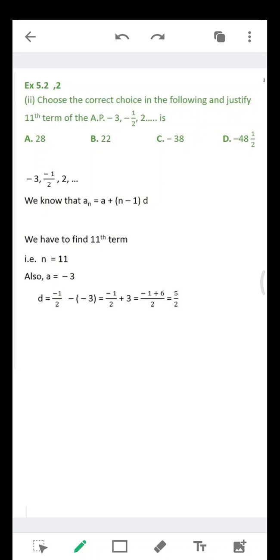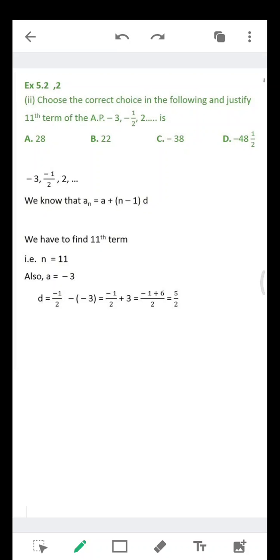a is nothing but the first term in the series. Okay, the first term of the series is a, that is minus 3, and d is the common difference, that is a2 minus a1. Always remember, to find d we should do succeeding term minus the preceding. You can do second minus first, or you can do third minus second. Any way you can do it. So finding the value of d now, that is minus 1 by 2 minus of minus 3. So simplifying it, I get d as 5 by 2.